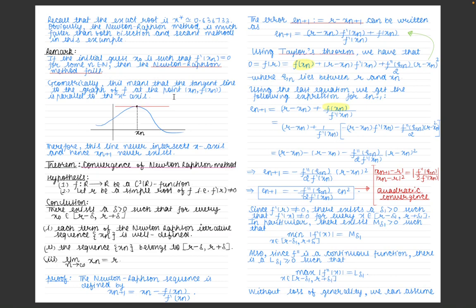Number one, f from R to R is a C2 function. C2 means twice continuously differentiable. And second, let R be a simple root of f. Simple root of f, that is, f prime R is non-zero. Now what is the conclusion?